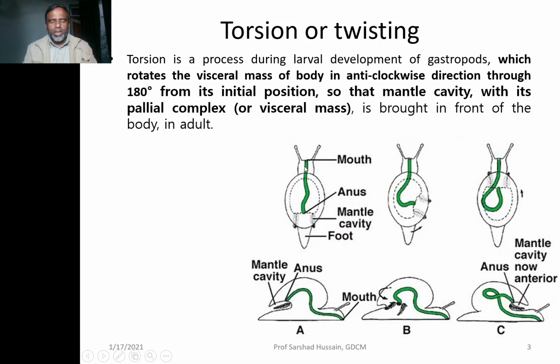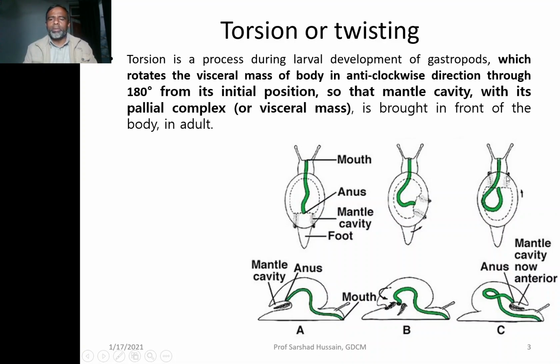You can look at this. This was the original position during the development, where mouth is lying anterior and anus is lying at the posterior end, and the mantle cavity is also lying at the posterior end. What happens then? It rotates 180 degree, and this rotation is anti-clockwise. That means toward the right side. You can see it has rotated up to this position, and later on it will rotate up to this position. So, because of this rotation, this mantle cavity will be brought anteriorly at this position.